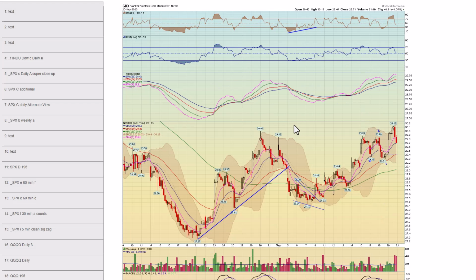Next, chart 67, here's a 60-minute view. Yesterday we had a little three-wave pullback, and that resulted in a nice move up today. But again, we gave back some in the last couple of hours.